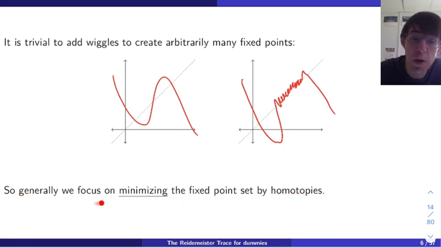Generally the focus is on minimizing the fixed point set by changing the function, by wiggling it around. And it is much less clear what can be done. Can you always remove all the fixed points? Actually, you can't. If you think about this example right here, no matter how you wiggle that function around, I think you can't get rid of all the fixed points, as long as this end starts up here and this other end starts down here. So minimizing the fixed point set is the more interesting question.